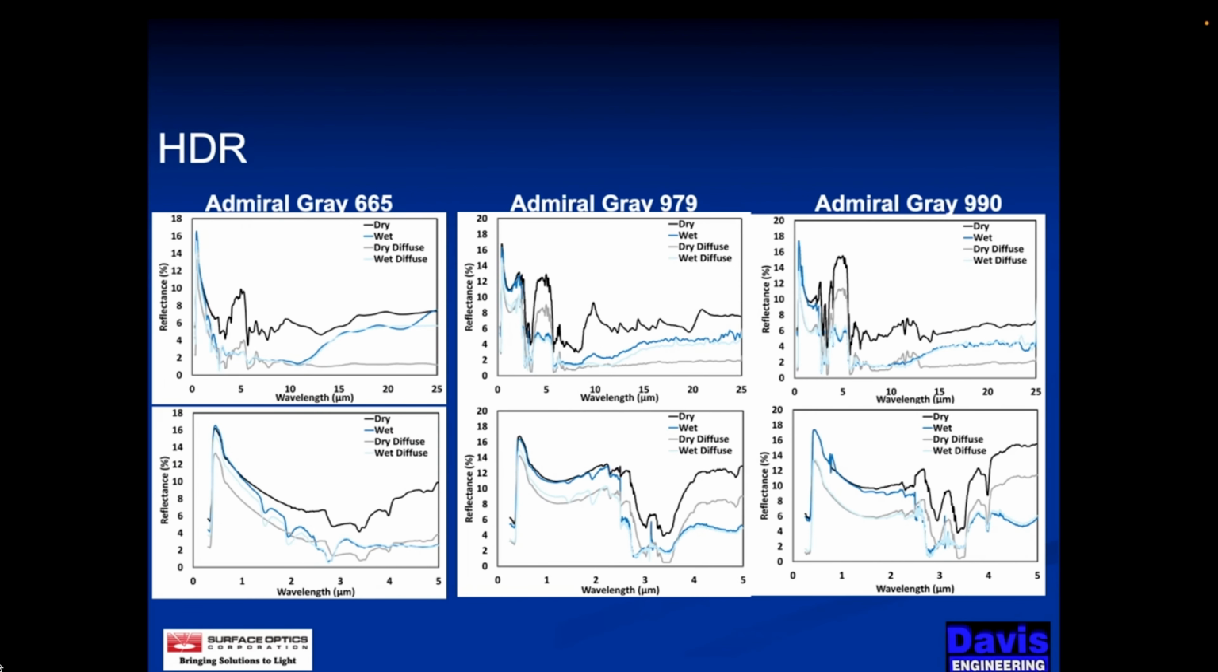We took the three different paints, the 665, 979, and 990, and we performed a measurement on each of them from 250 nanometers to the 25 microns. And actually, what's kind of interesting is that they basically all look the same. On the outset, our motivation was to find the paint with the low solar absorbance additive. And we discovered that that's actually quite hard to acquire.